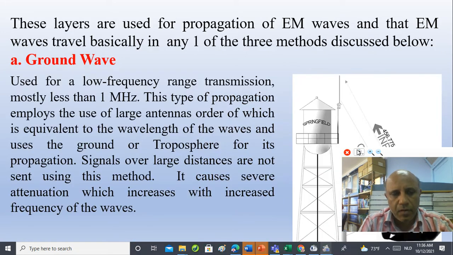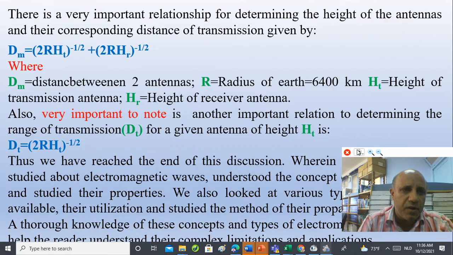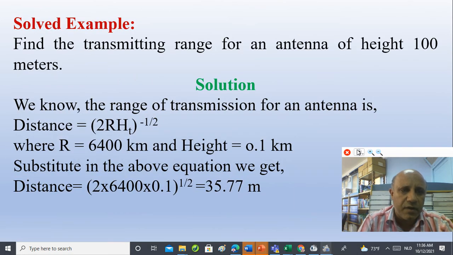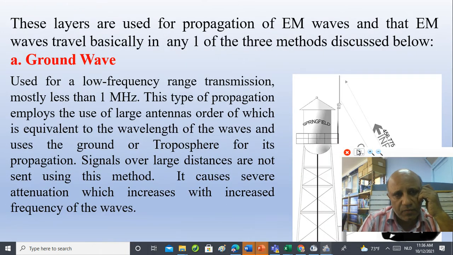Here we have different types of transmission or communication. The first type is the ground wave, the second is the sky wave, and the third is the space wave. And we have some laws we can discuss, and we have another example at the end of this video. So let's start with the ground wave. The ground wave is used for low frequency range transmission, mostly less than 1 megahertz.